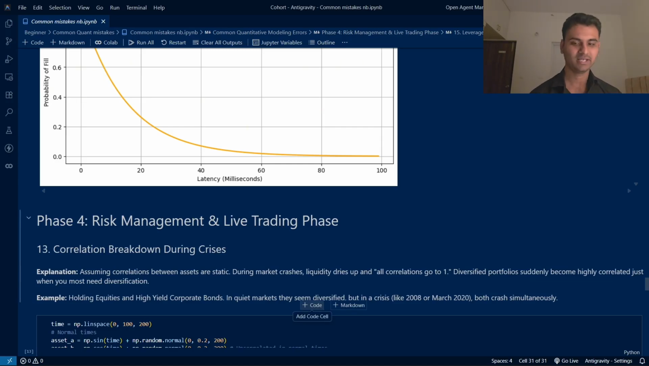Now, phase 4, risk management and live trading phase, correlation breakdown during crisis. This is a good topic, right? So, if you are thinking that your multi asset model has a basket of corporate bonds, equities, commodities, treasury bonds, and you're thinking for diversification and making it safe, holding equities and high yield corporate bonds is diversified and it's safe, it's not. When there are huge crashes and crises like 2008, 2020, both will crash together, and they will crash drastically. This will be a fat tail event, taking your portfolio into a huge drawdown.